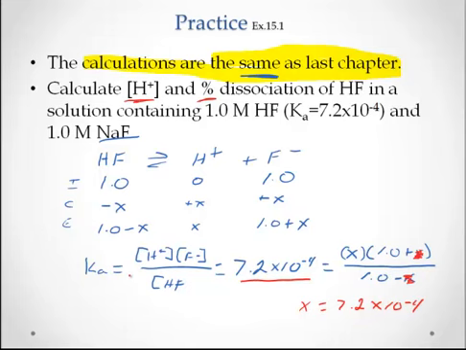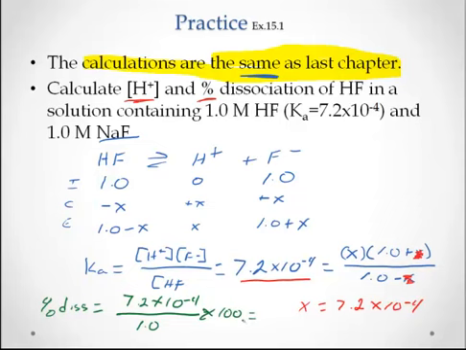Let's do the percent dissociation. Let me pick another color here because we can, right? All right, so percent dissociation equals the x value, which is 7.2 times 10 to the minus fourth, over my 1 molar, right? And of course the math, love this math. I don't even have to, oops, let me put it times 100. Don't even have to work very hard. Calculator free, right? 0.072% dissociated.